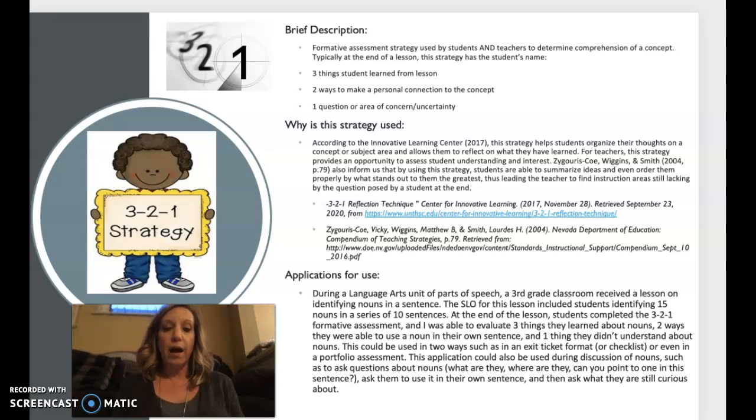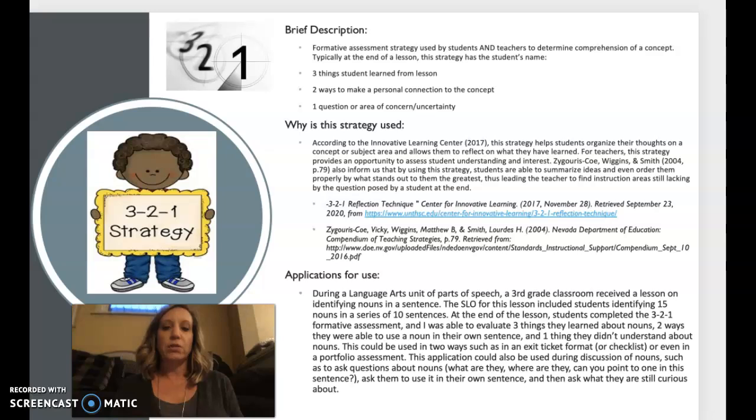Applications for use that I put into place for this 3-2-1 strategy come from a language arts lesson plan that I just did recently for another class on parts of speech, particularly with nouns, verbs, adjectives, and pronouns. And for this, I would ask students at the end of this lesson three things that they learned about nouns or pronouns, two ways that they're able to use a noun or a pronoun in a sentence, and I would then ask them one thing that they didn't understand about nouns or pronouns or other parts of speech that I could maybe clarify for them.